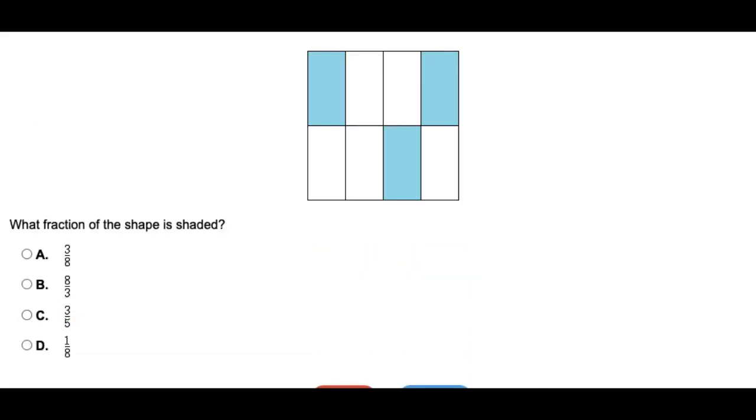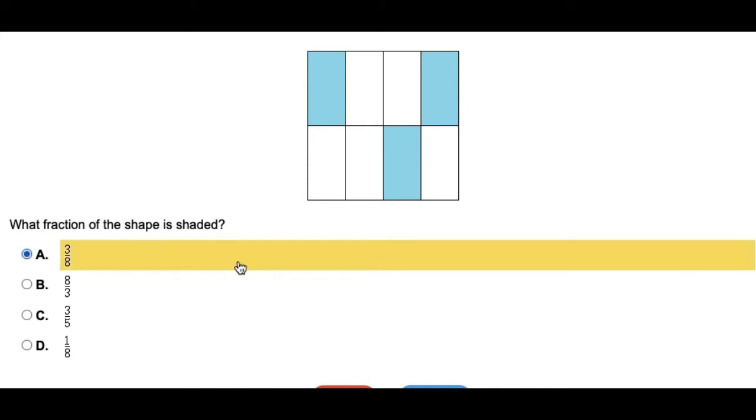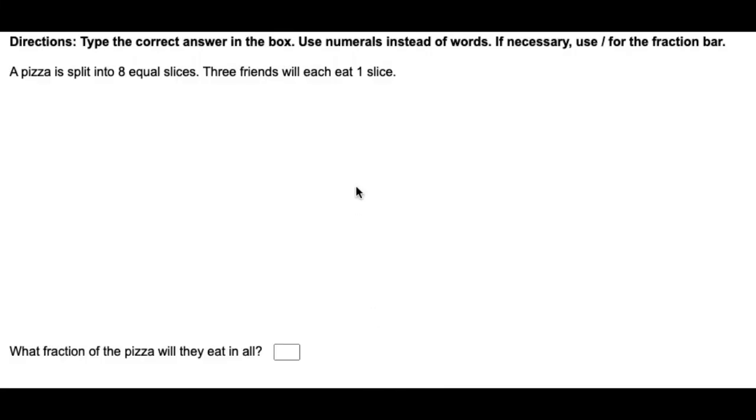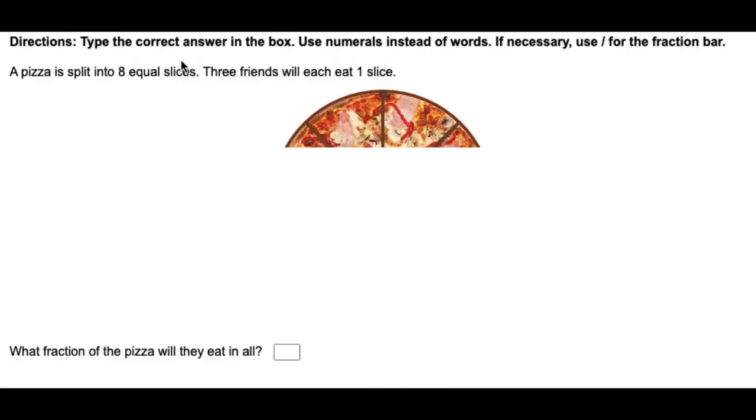What fraction of the shape is shaded? So there are 3 rectangles shaded. So the numerator should be 3 and there are a total of 8. Yeah, it can't be 5 because it's not an odd number.